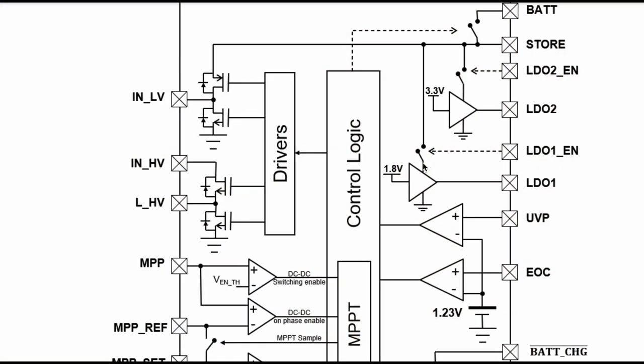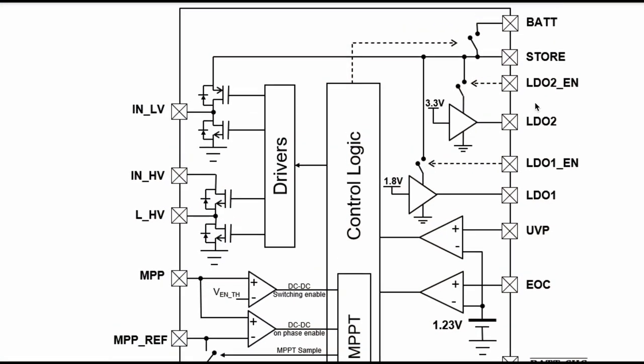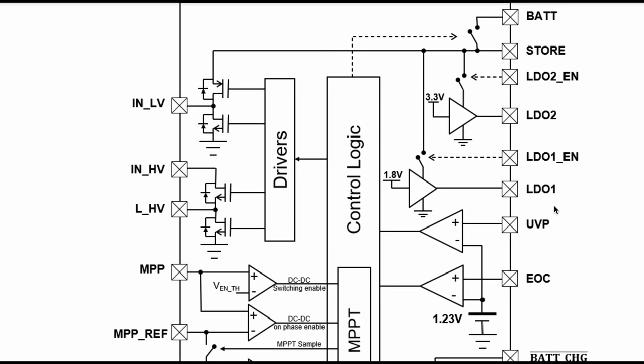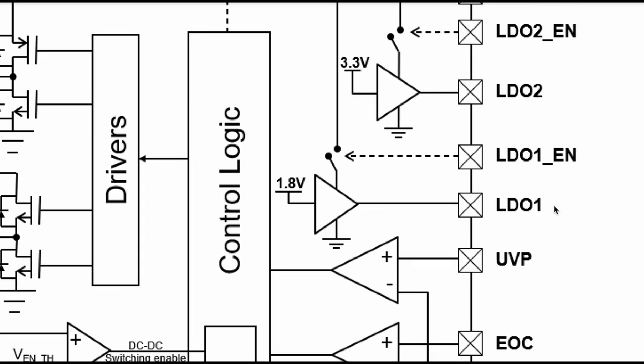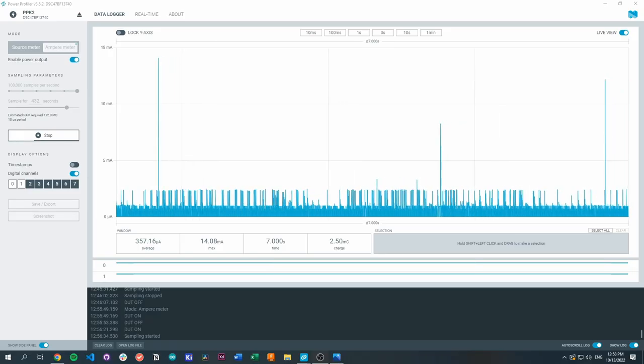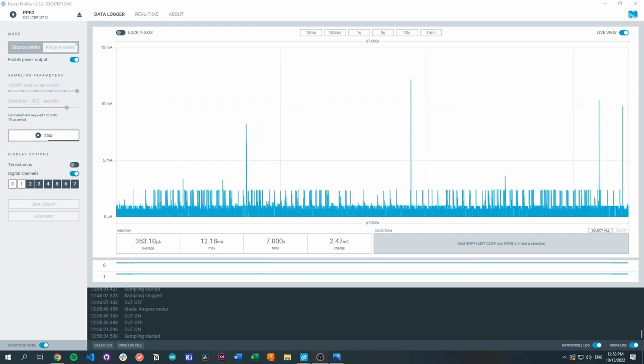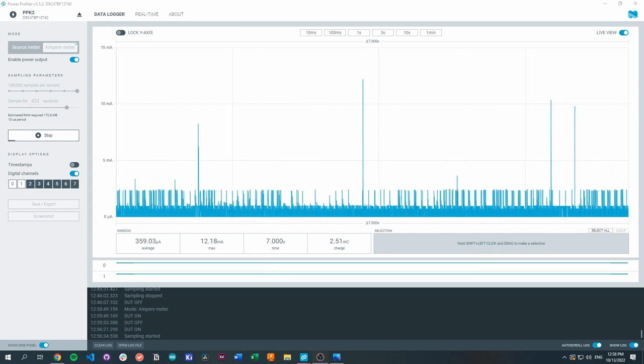Also, it's possible to use the two outputs at the same time. Of course, they must be enabled. So, I can decide to power the microcontroller with the output regulated at 3.3 volt and instead the sensor with the output regulated at 1.8 volt. I repeated this test by powering the microcontroller at 1.8 volt and this is the result of the test. And the power consumption is about 400 microampere.